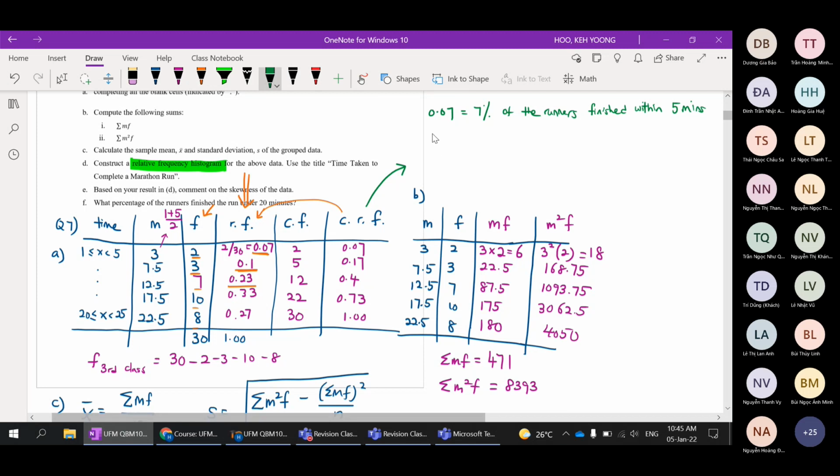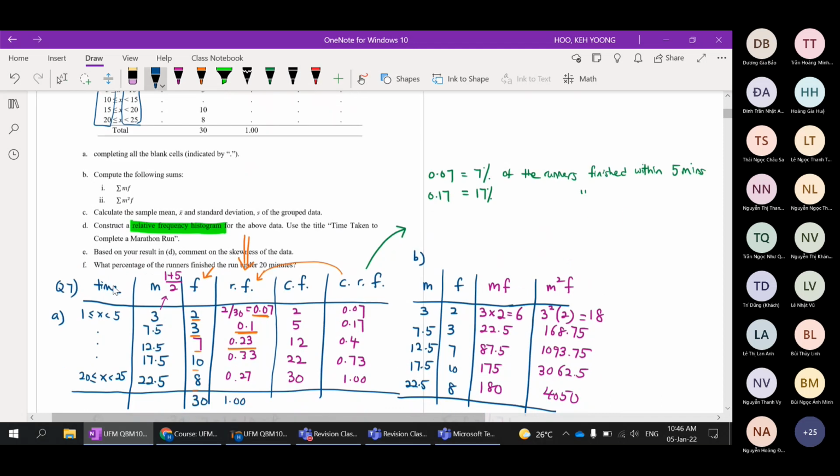How about the second value, 0.17? Because this is cumulative, we are accumulating the relative frequency. You convert to percentage, you get 17%. This means 17% of the runners finish within what time? The second class is 5 to 10, so they finish within 10 minutes. They take less than 10 minutes.